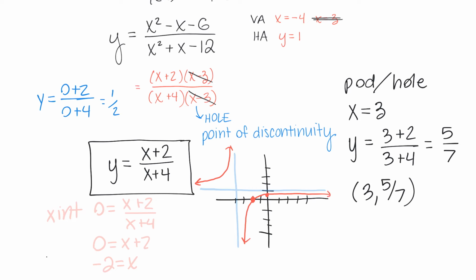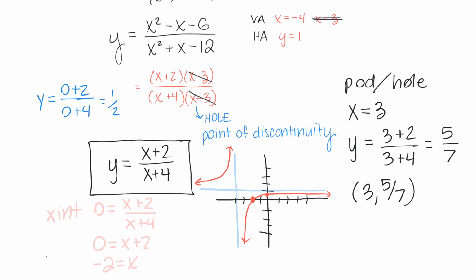But I can't forget this hole that I've got. I have a hole right here at 3, 5/7. That means if I go over to 3 and up to 5/7, that should fall right on my line. And I'm going to go and physically draw a hole there.